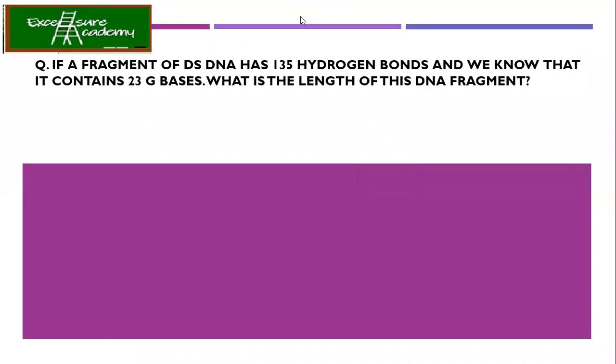So how should I start this question? How should I attempt it? What is the first thing I should do? It is given that 135 hydrogen bonds are there and 23 guanine. So what should I do next to get the length of the DNA?